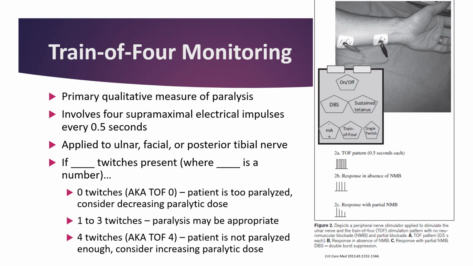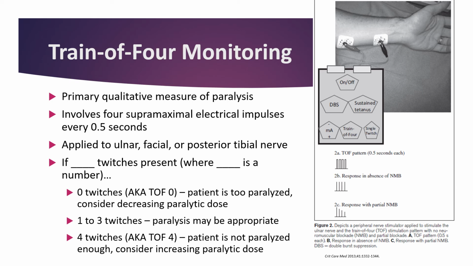And that's dependent on how paralyzed you have the patient. So remember, you're going to twitch 4 times. It's train of 4. 4 twitches will basically be induced. So if you visibly do not see any twitches, or 0 twitches, as your patient is paralyzed, that means your patient's too paralyzed. You never want to see 0 twitches happen. So you want to, in that case, decrease the paralytic dose of your patient.